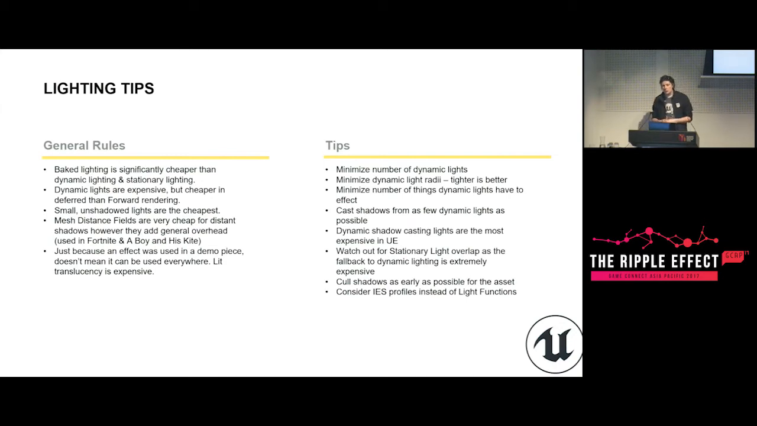Cull shadows as early as possible for any given asset. If they're not going to see the shadow when it's from me to the door away, then it doesn't need a shadow. You know, just nuke it. You're still going to need it on your big objects, but your little things probably don't require it anymore.